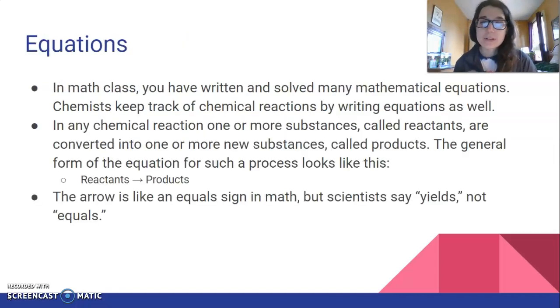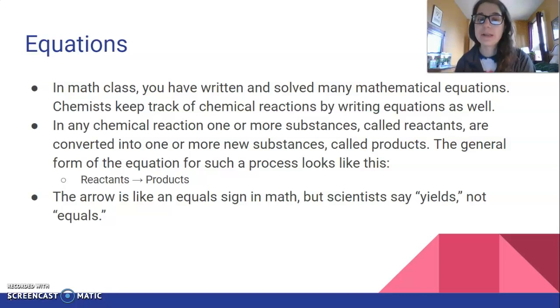In math class, you've used equations before, like algebraic equations. Chemists keep track of chemical reactions also just by writing equations, so we have that in common with math. In any chemical reaction, there are one or more substances called reactants that are converted into one or more new substances called products. Remember, in a chemical change we have new substances at the end, versus a physical change, where you have the same thing you started with, it just might look a little different.